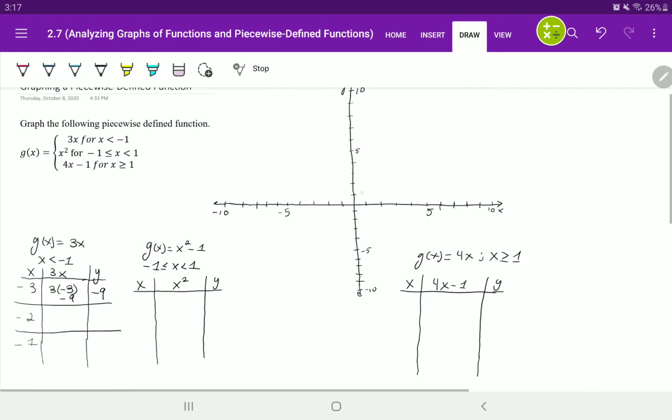Let's graph that. That's right here. Now x is -2. What is y? So 3 times -2 is -6. So when x is -2, y is -6. So we're going to graph that. -2 and -6.